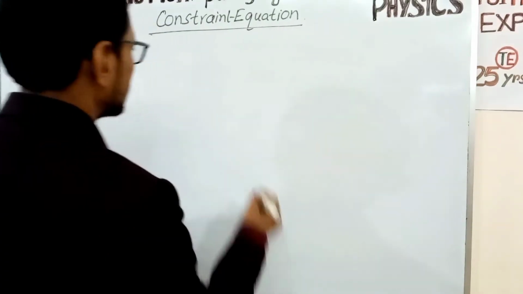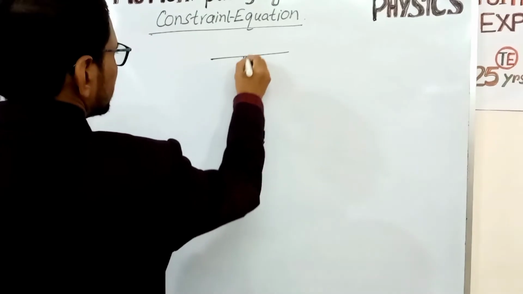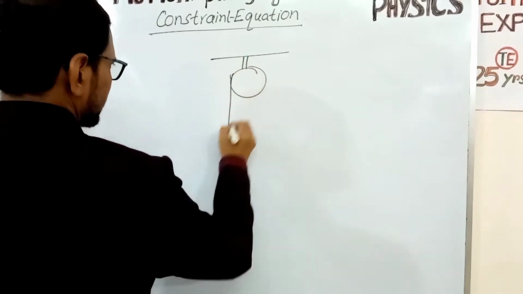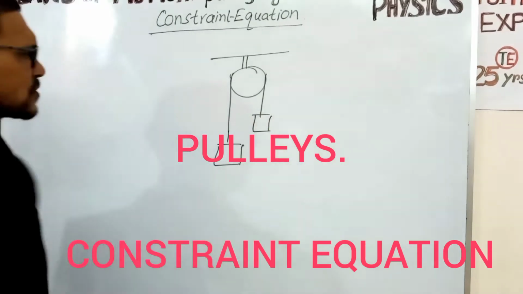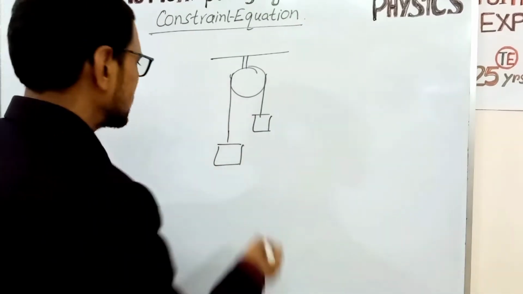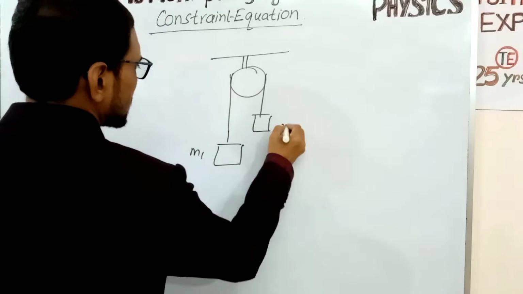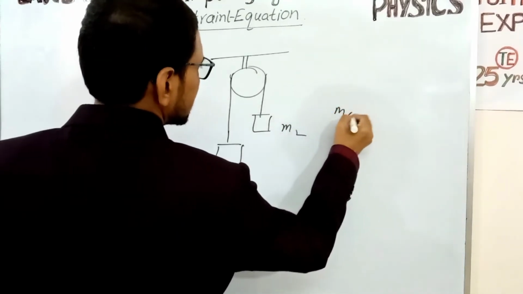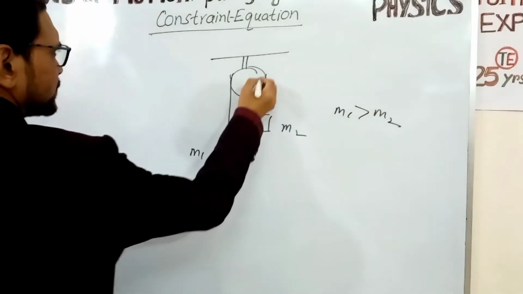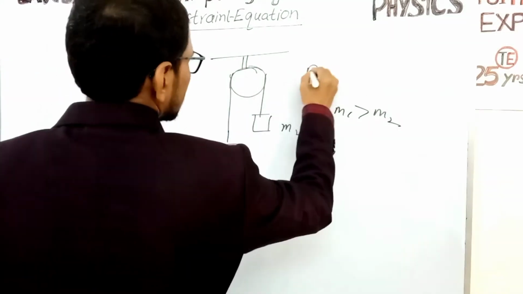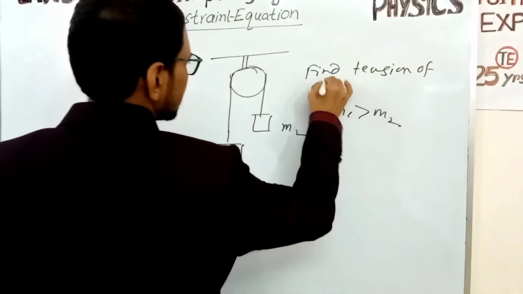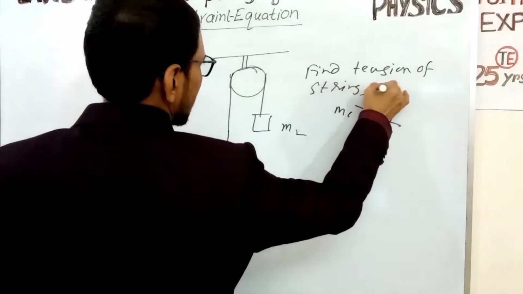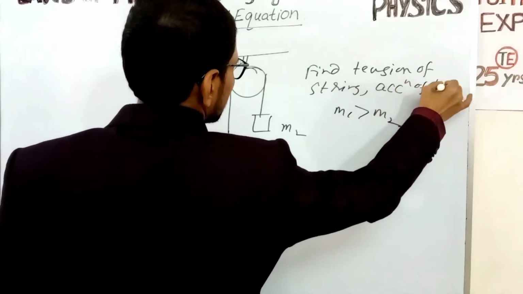First, simple pulley. So first we consider the simple pulley. Suppose this is mass m1, this is mass m2, and m1 is greater than m2. Now find the tension of the string and the acceleration of the two blocks.